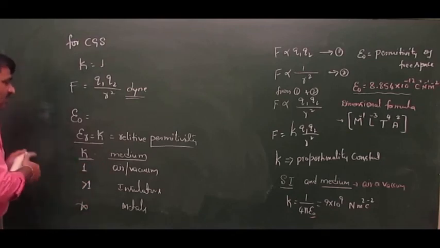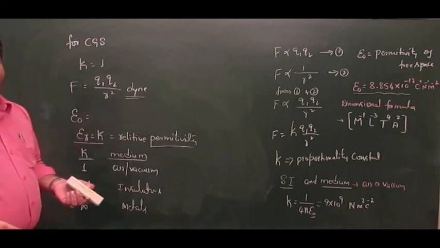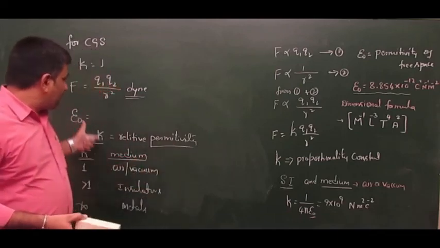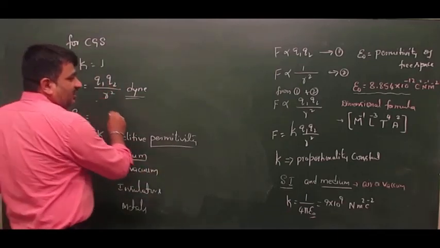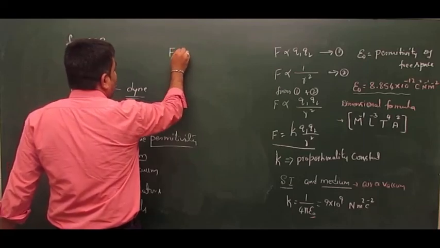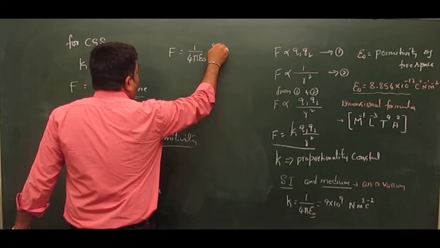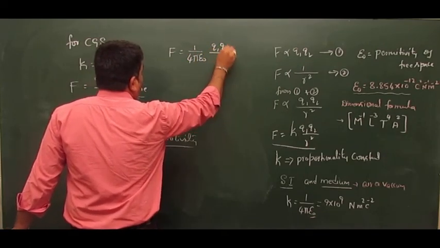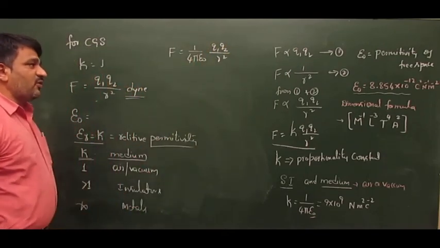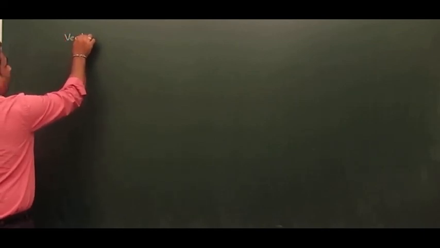Now we're going to discuss the vector form of the Coulomb's law, because by this we can calculate the magnitude of the force by substituting this value, that is 1 divided by 4 pi epsilon naught into q1 into q2 divided by r square. By using this formula we can calculate the magnitude. Coulomb's law in vector form.